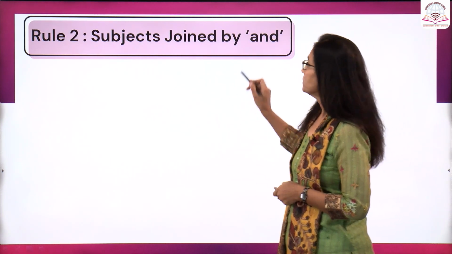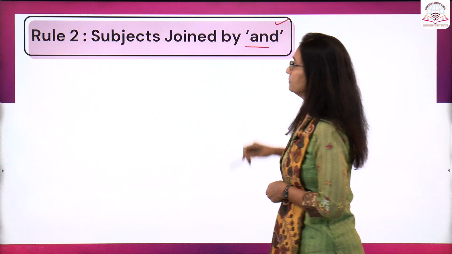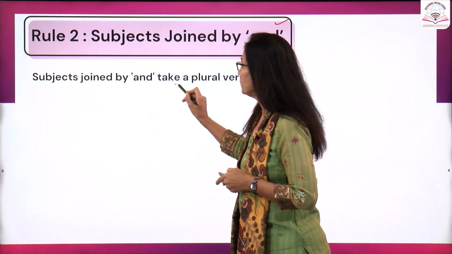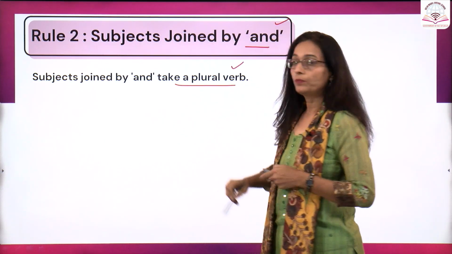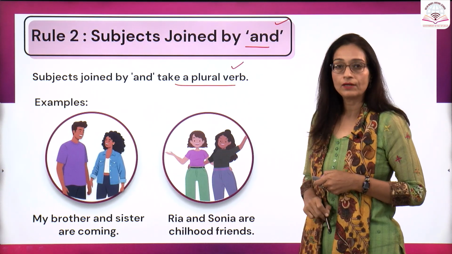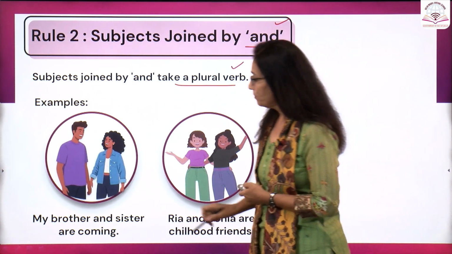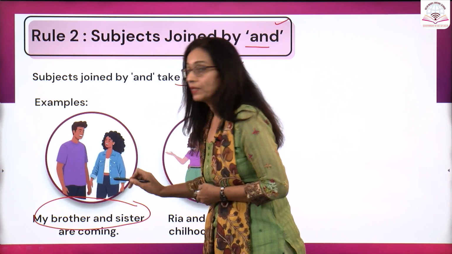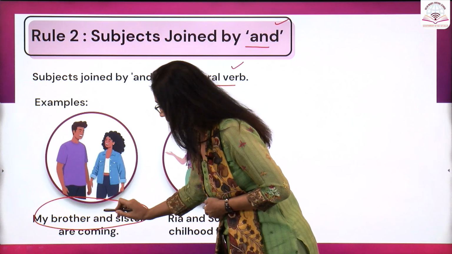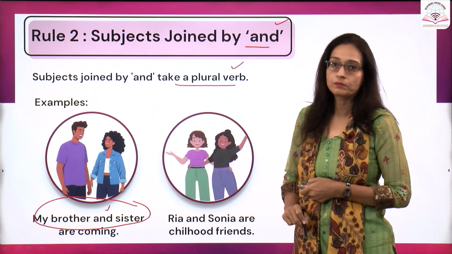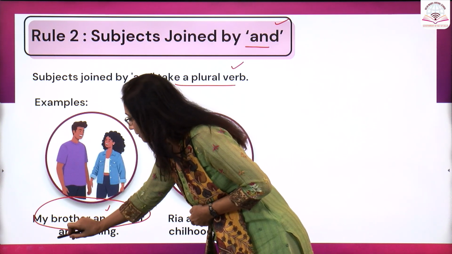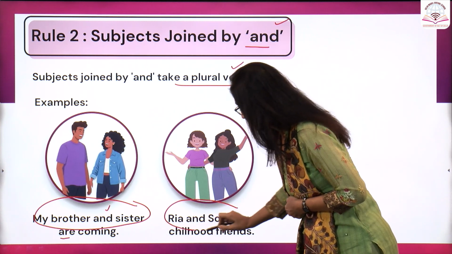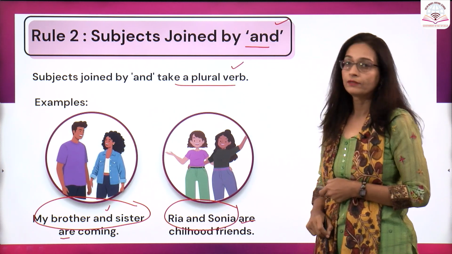The subjects which are joined by and. Now, when the subjects get joined by and, they become plural and hence they'll take the plural verbs. Let us take a look at our examples. My brother and sister. Now here, two singulars have been combined with the use of and they become a plural subject. So we are using are. One more example, Ria and Sonia are childhood friends.